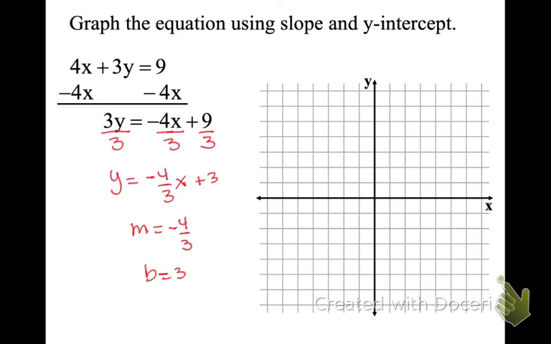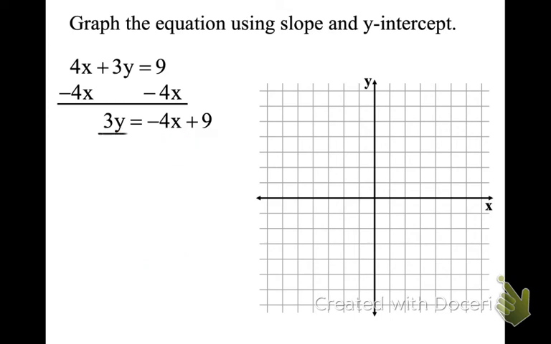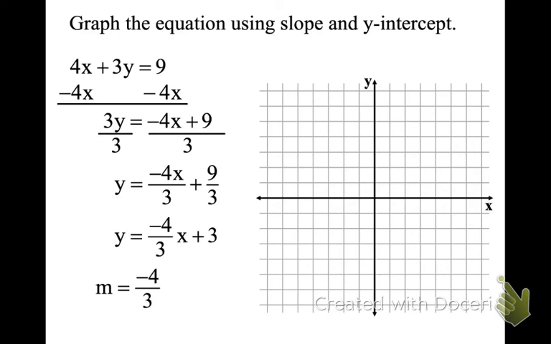So we're starting at 3 on the y-axis. Now remember, our slope has a negative in it. We can use it in the numerator or the denominator. So I'm going to plot my 3, and I'm going down 4, right 3. Down 4, right 3. Or I can take the negative in the numerator and go up 4, positive 4, negative 3. Okay?